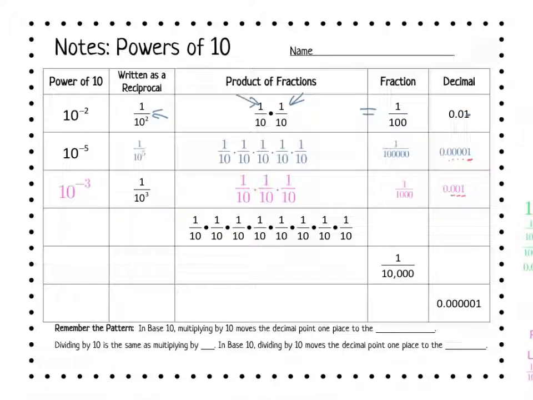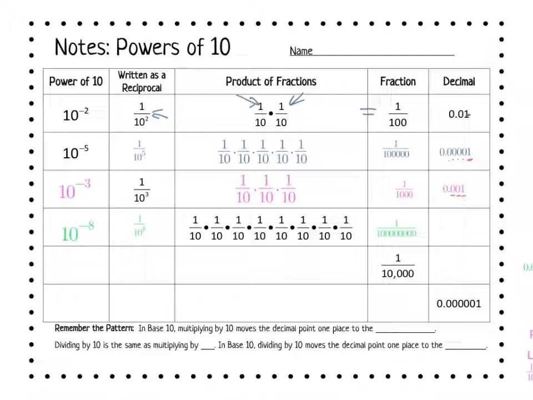Fantastic. Let's take a look at the next one. In the next one, I've got 1/10 times 1/10, 1 times 1. So I've got a lot of them. Let's count them: 1, 2, 3, 4, 5, 6, 7, 8. I've got 8 of them, so I know I'm going to have 10 to the negative 8th power. If I write that as a reciprocal, I've got 1 over 10 to the 8th. So now I've got 1 times 1 times 1 times 1, a lot of 1s, and then 10 times 10 times 10 times 10.